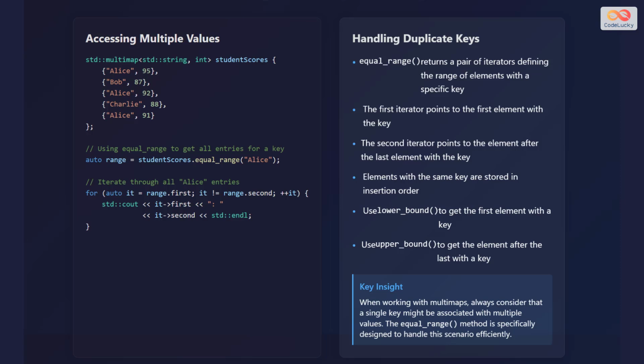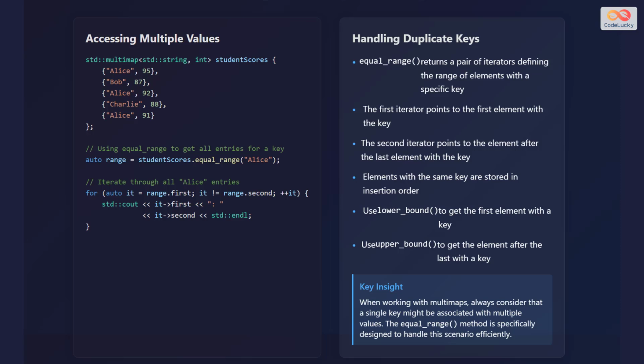For example, auto range = student_scores.equal_range("Alice"). You can then iterate through this range using a for loop to access each key-value pair. In this loop, for (auto it = range.first; it != range.second; ++it) allows you to traverse each Alice entry. Remember that elements with the same key are stored in the order they were inserted.